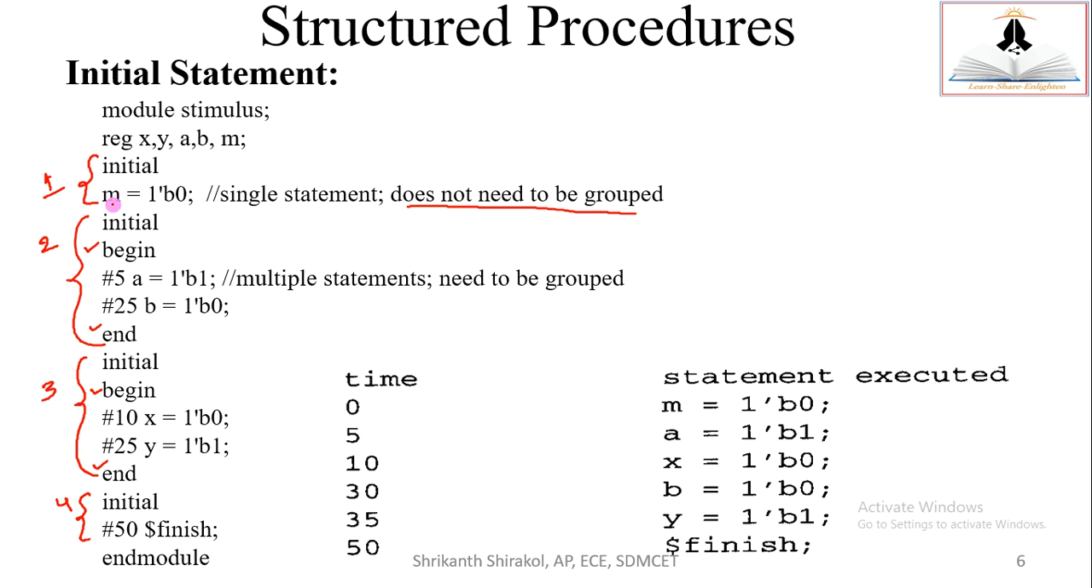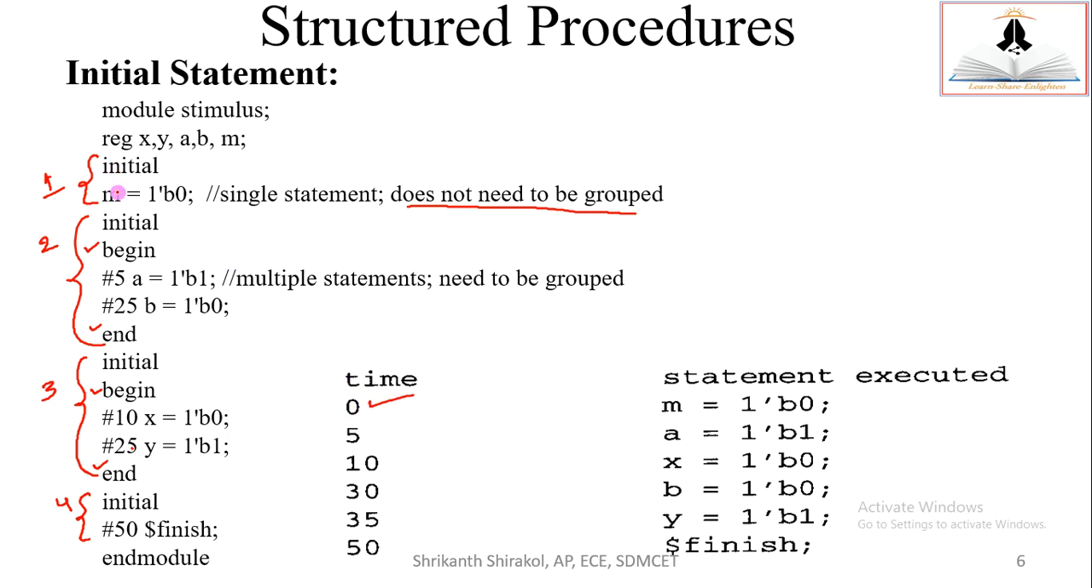So what happens? Very first thing is M is assigned 0, and in this initial block, after 5 time units, A is assigned 1, and similarly after 10 time units, X is assigned 0, and it is 50, so still time is there. Now here 5 plus 25, after 30 time units, 0 is assigned to B, and here 10 would have already completed because at 0 itself it has started. 0 plus 10 is 10, 10 plus 25 is 35. At 35 time units, 1 will be assigned to Y, and after 50 time units, finish. Simulation will be terminated.